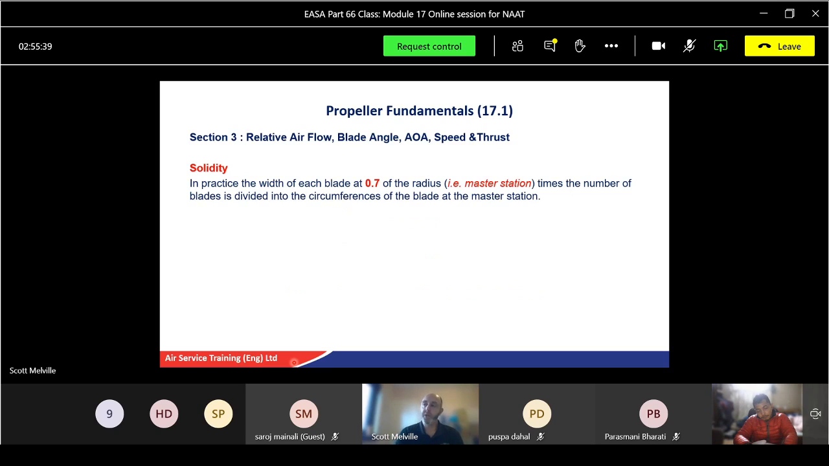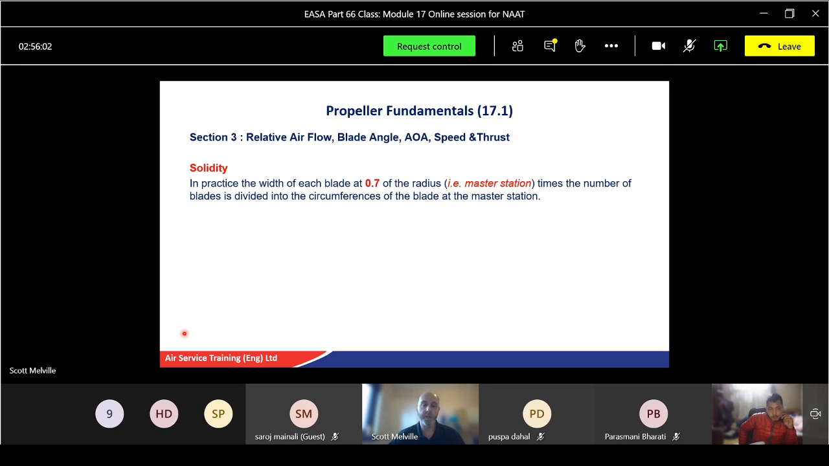So if you make a note or highlight in your book the actual formula, we'll look at an example. It says that in practice the width of each blade, and this is a standard number they're going to use for any of the formulas, at 7/10 or 0.7 of the radius, i.e. the master station, is multiplied by the number of blades and then it's divided by the circumference of the blade at the master station. What's that all meaning?